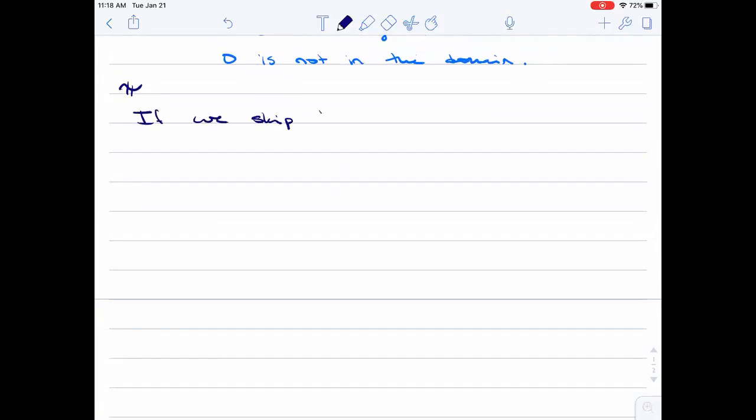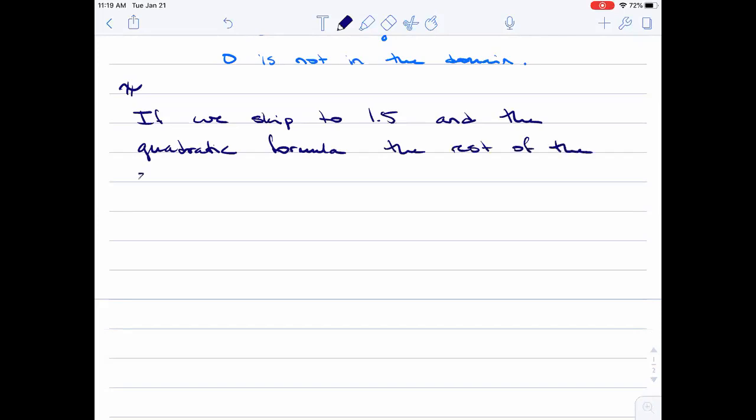If we skip to section 1.5, so skip to your notes on 1.5, specifically on the second page and the quadratic formula, the rest of the questions in section 1.4 will be a lot easier to solve.